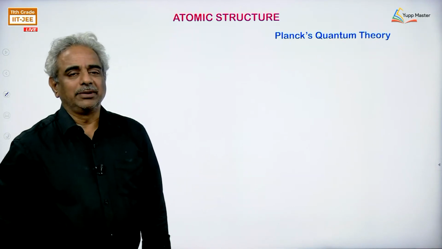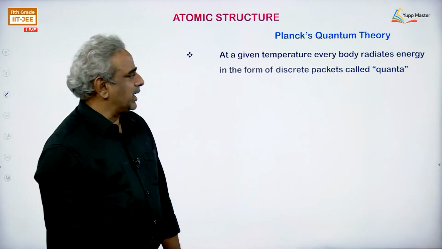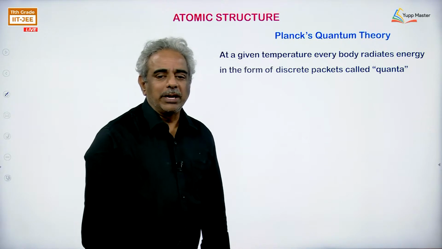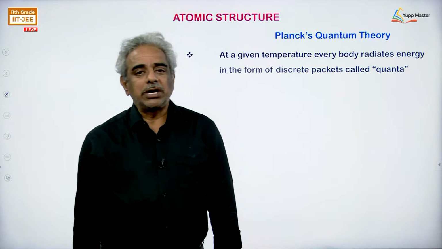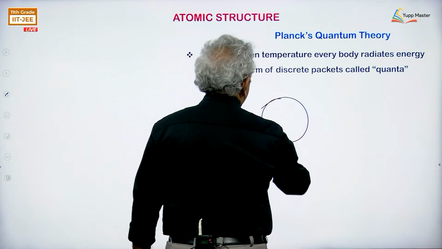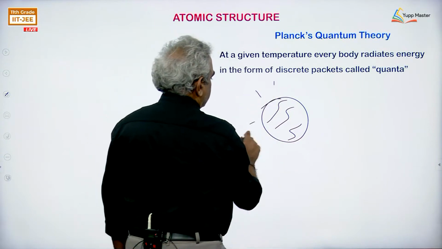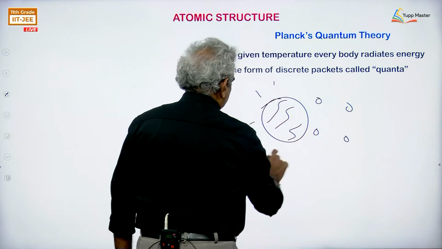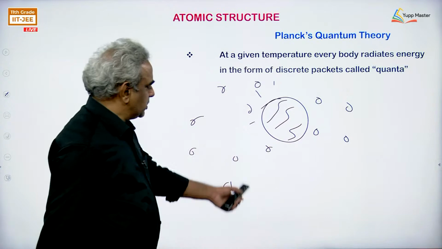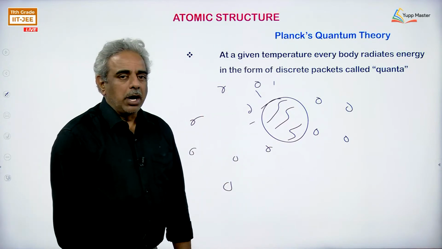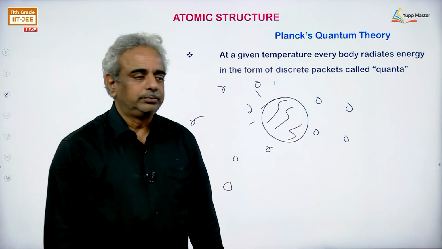Now, Planck's quantum theory. What did Planck propose? At a given temperature, every body radiates energy in the form of discrete packets called quanta. So, once you have a body, when you raise the temperature, it starts emitting radiation in the form of discrete packets. These packets are called quanta, plural. A single packet we call a quantum.